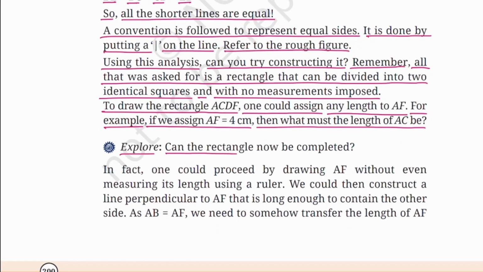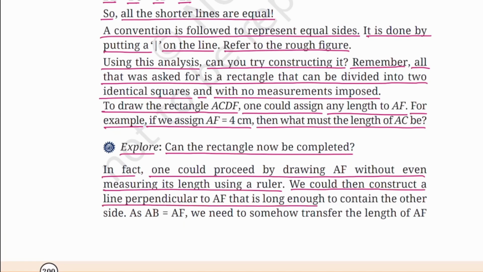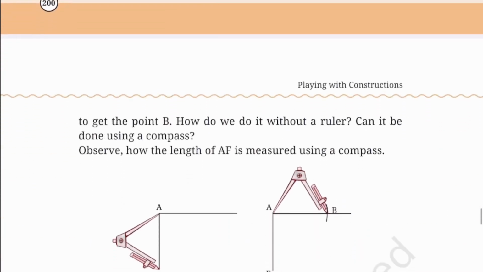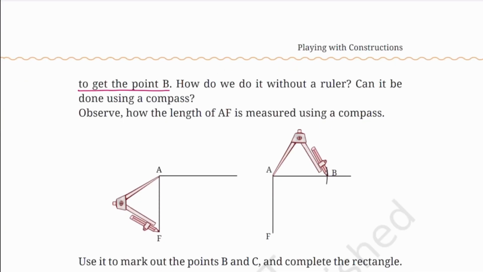Explore. Can the rectangle now be completed? In fact, one could proceed by drawing AF without even measuring its length using a ruler. We could then construct a line perpendicular to AF that is long enough to contain the other side. As AB is equal to AF, we need to somehow transfer the length of AF to the point B. How do we do it without a ruler? Can it be done using a compass? Yes, like this.